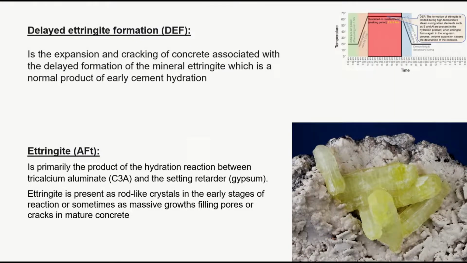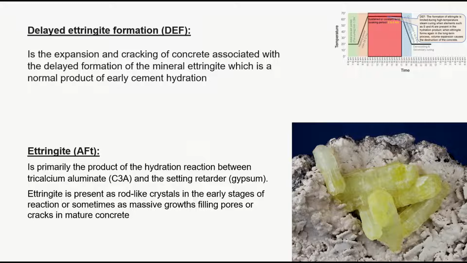Increasing the maximum temperature of the sustained stage over 65 Celsius increases the likelihood of delayed ettringite formation, which is called DEF. DEF is the expansion of the normal product of early cement hydration, which causes cracking of concrete. Ettringite is present as rod-like crystals in the early stage of reaction, or sometimes as massive growths filling pores or cracks in mature concrete.